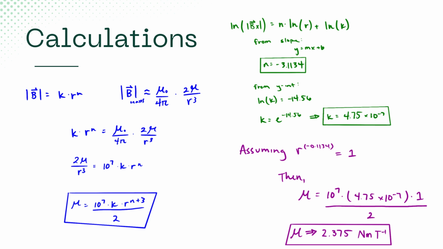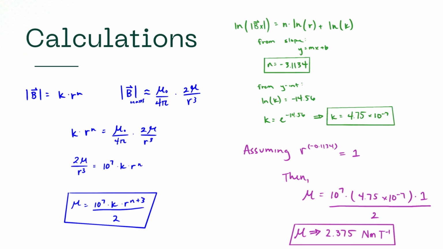I was also able to solve for the k value using the y-intercept of the y equals mx plus b equation from the experimental data. Using that data, I was able to plug those values into the equation for mu and solve for that value. Mu ended up coming out to equal 2.375 Newton meters per Tesla.